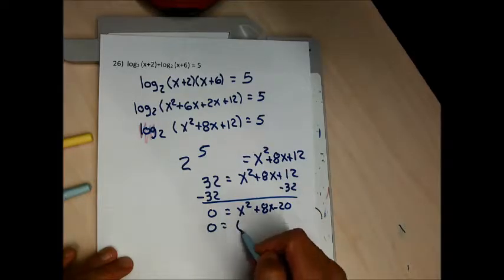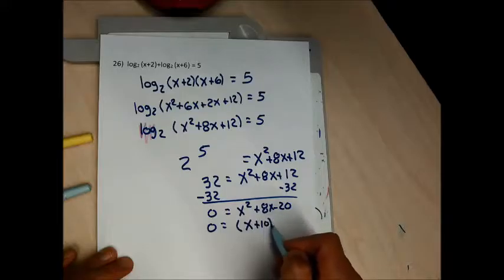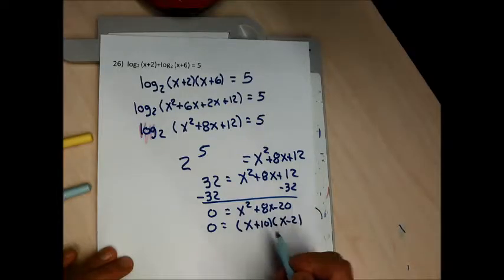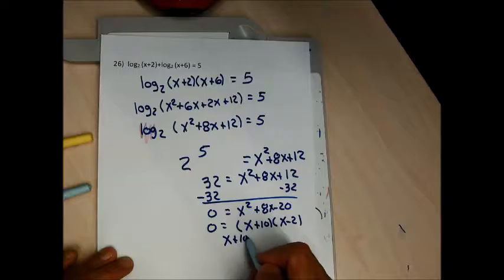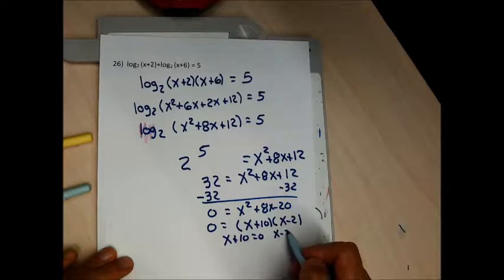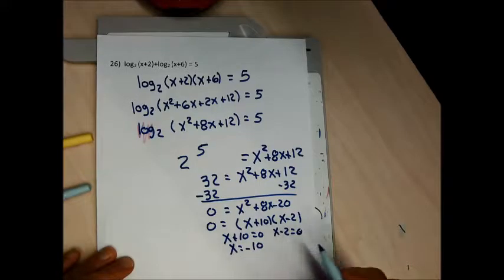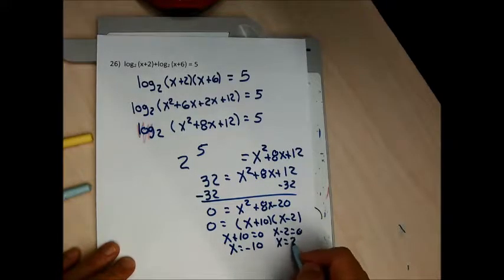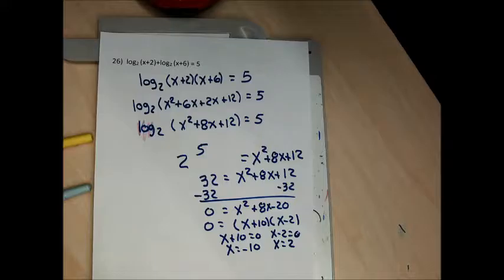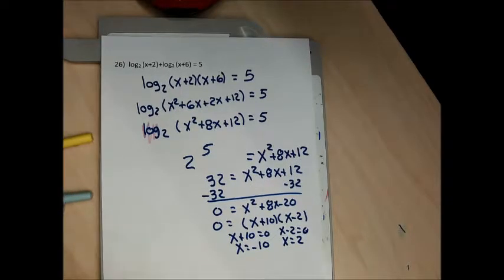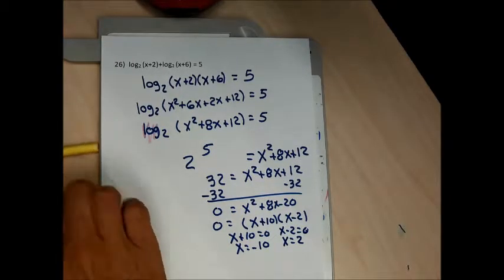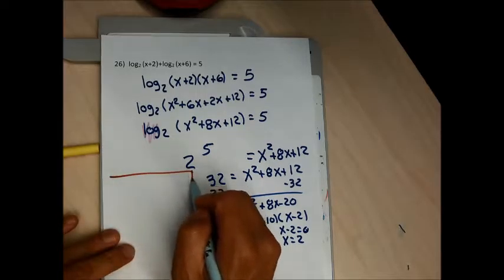I'm going to factor that into x plus 10 times x minus 2. I'll go x plus 10 equal to 0, x minus 2 equal to 0, and get x equal to negative 10, which won't check, and x equal to 2, which will check. So for my checking, let me check the 2 first, and I'll try to just squeeze it in here so I get it all on the same page.